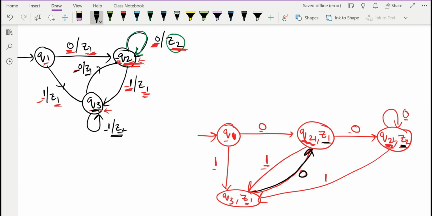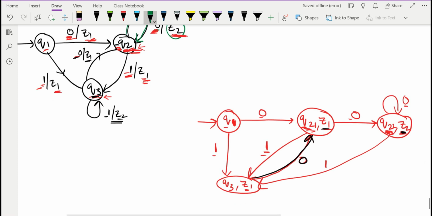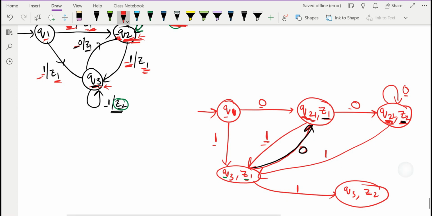If I draw it again, it is the same condition we had at Q2, and I cannot draw it like this. Why? Because this means from Q3 I receive 1 with output Z1, but here the output is Z2. So I cannot draw this self loop. I have to remove it, and introduce one more state Q3 with output Z2. From Q3 on receiving 1 I am going to Q3 with output Z2.